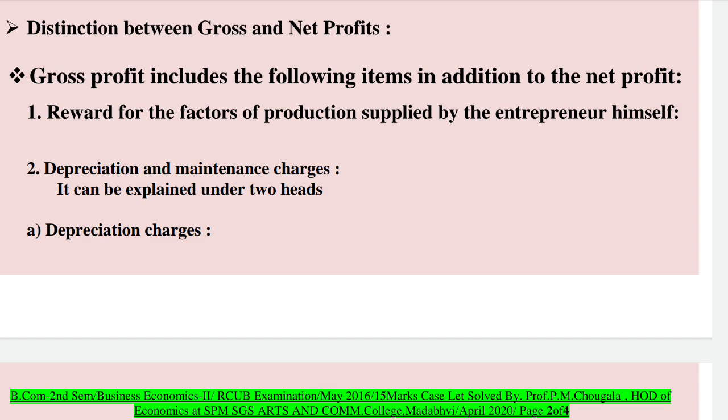While calculating net profit, the entrepreneur should subtract items called implicit cost from the gross profit. Okay, so this is about the reward for the factors of production supplied by the entrepreneur himself. And the second thing is depreciation and maintenance charges. It can be explained under two heads.